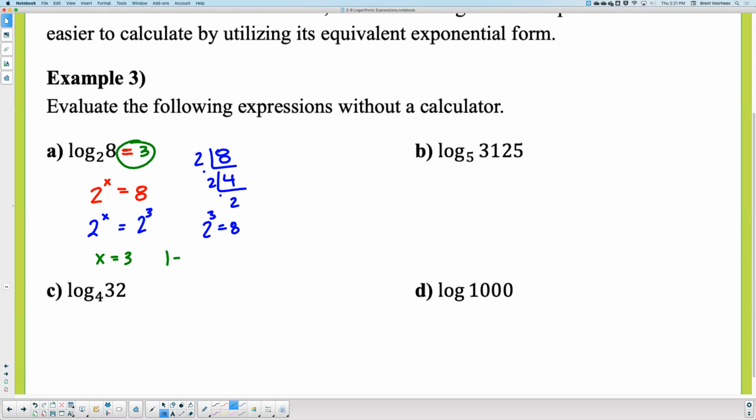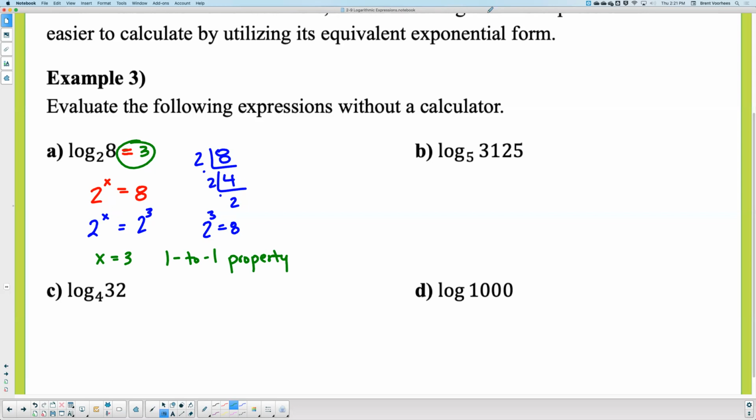If you want to write that down, one-to-one property. It states that once you get the two bases equal to one another, you can cancel out the bases and just set the powers equal to one another and solve from there. That's what I did there with the one-to-one property. All right, let's try the next one.